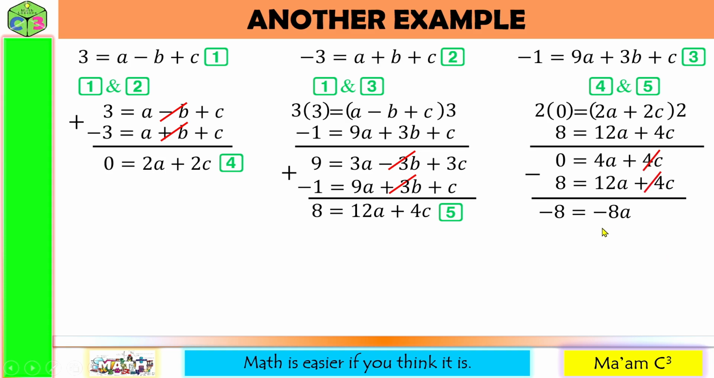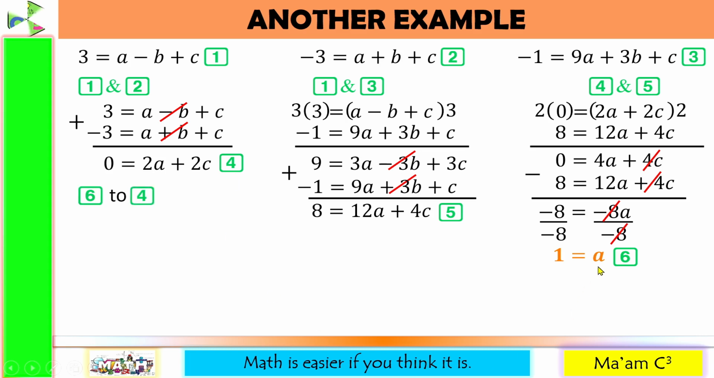Now, I only have letter a, and I can easily solve this by dividing both sides by negative 8. So negative 8 and negative 8 will cancel out. Negative 8 divided by negative 8 is equal to 1. So 1 is equal to a, or a is equal to 1. This is equation 6. Now I can substitute equation 6 either to equation 4 or equation 5. It seems to me that equation 4 is much easier to manipulate. So I'm going to substitute equation 6 to equation 4.